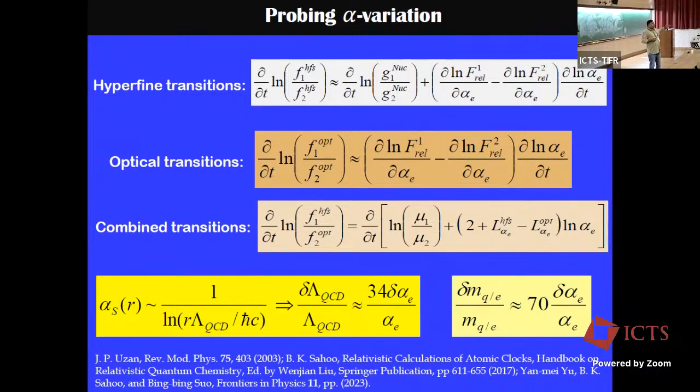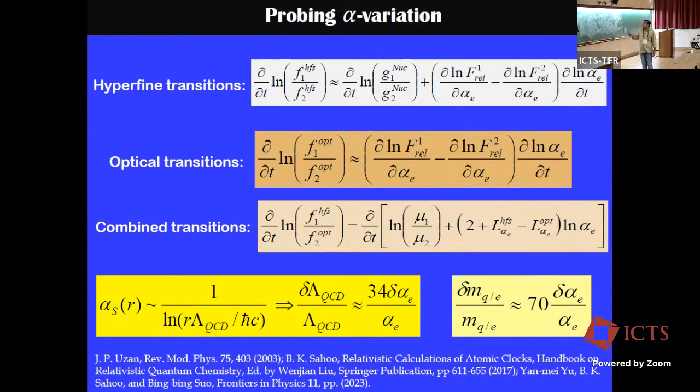You carry out these frequency ratio measurements over a period of time, then by combining those experimental data with these calculations, one can actually probe the variation of the fine structure constant. And if you use optical transitions, one has to use this kind of expressions. And if you combine hyperfine with optical, then one has to use this kind of expressions.